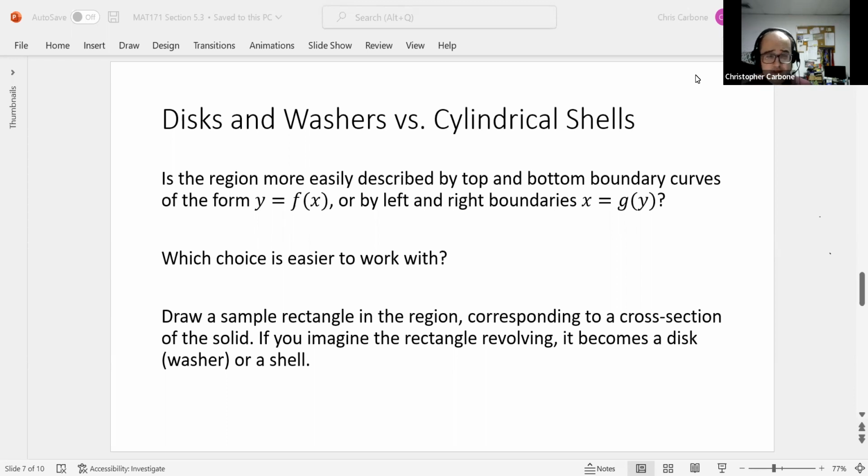Basically, it just amounts to which one's easiest to compute, right? Is it easiest to compute top and bottom boundary curves in the form of y is equal to f of x, or left and right boundaries of the form x is equal to g of y? Which one's easiest to work with? Draw a separate sample rectangle of the region corresponding to a cross section of the solid. If you imagine the rectangle revolving around whatever line, it becomes a disk, washer, or a shell.